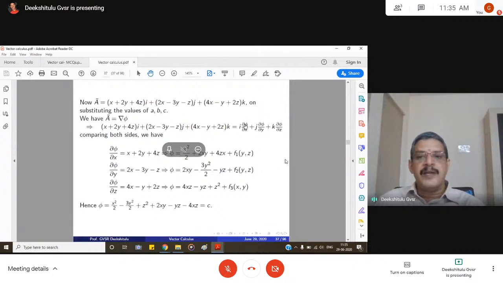Okay. Similarly, ∂φ/∂z is 4x minus y plus 2z. Integrating with respect to z, assuming x and y are constants, the integral becomes 4xz minus yz plus z square. And because x and y are treated as constant, this constant is f3 of x, y. So, if you see these things, commonly you can generalize this phi as x square by 2 minus 3y square by 2 plus z square, because in the first equation this is a constant f1(y).